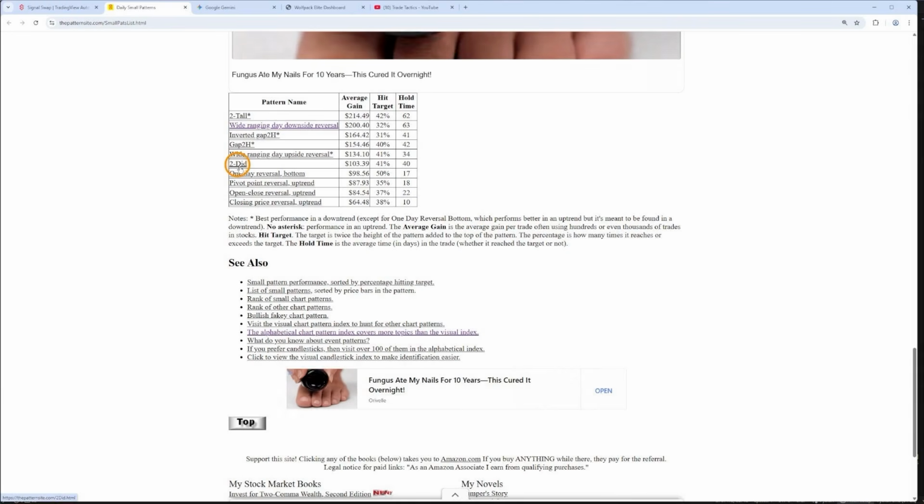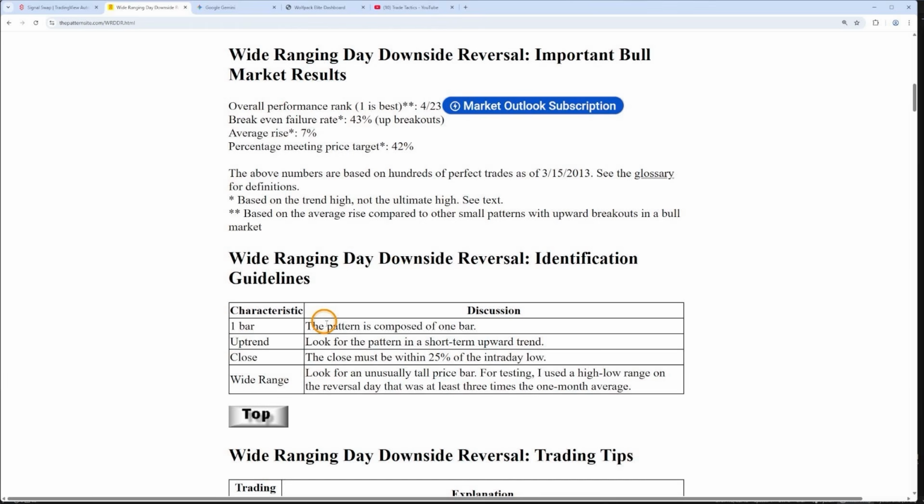So we're going to come over to our website here. This is the pattern site, and they do have some historical information here. So we can just try one of these patterns, like an inverted gap, a gap 2H. We could try any of these patterns and then ask it to build these for us. What we have here is pretty easy to identify with code.